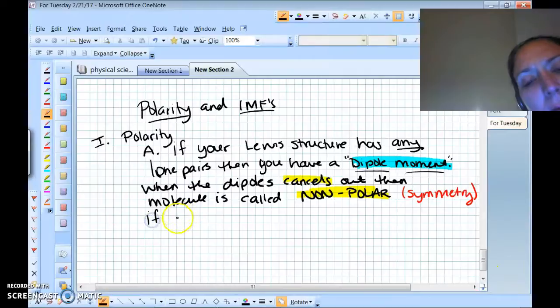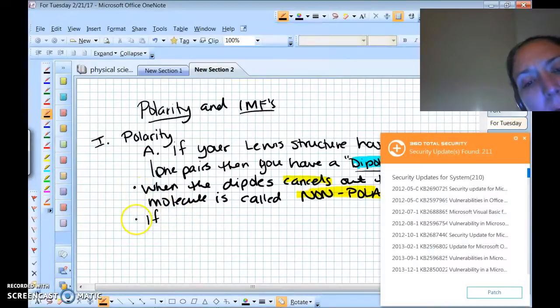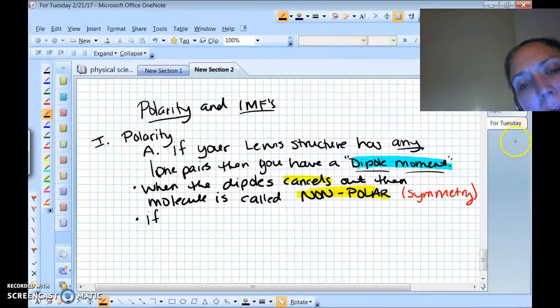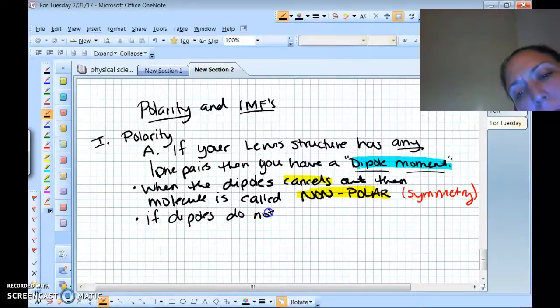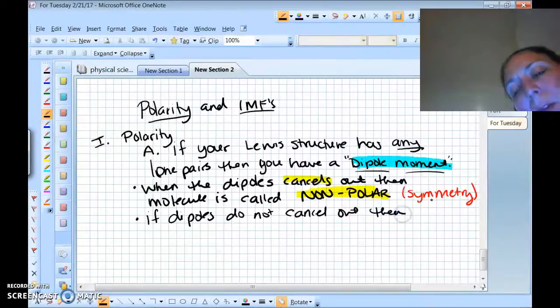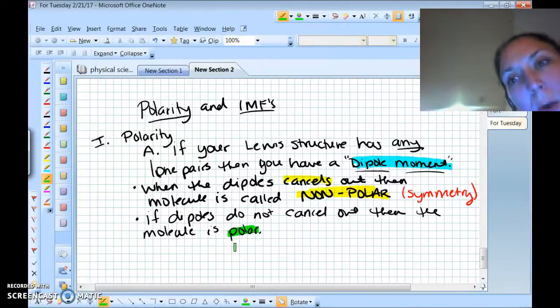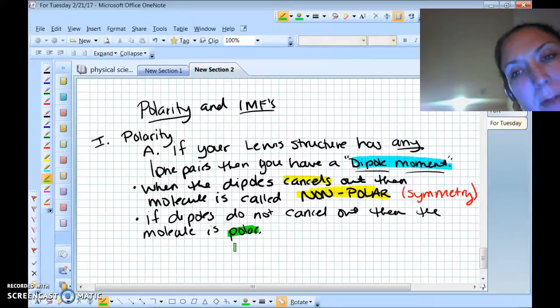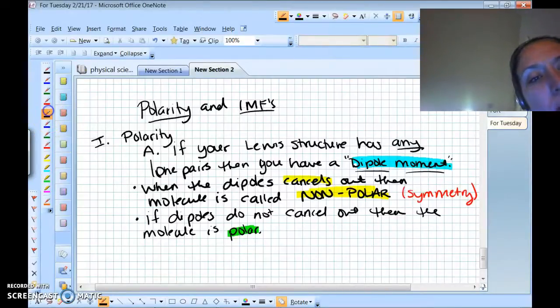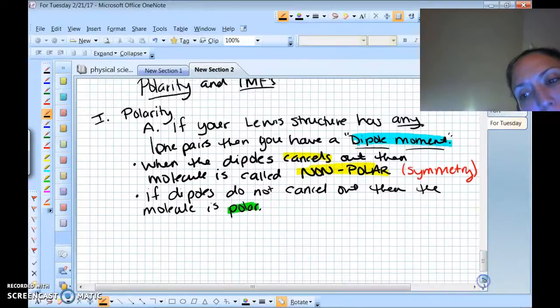Now if, put a bullet mark there and here, if the dipoles do not cancel out, then the molecule is polar. Well, that seems pretty simple, but being able to see how things cancel versus not canceling can be a little bit tricky. Alright, so let's look at a couple of Lewis structures real quick.